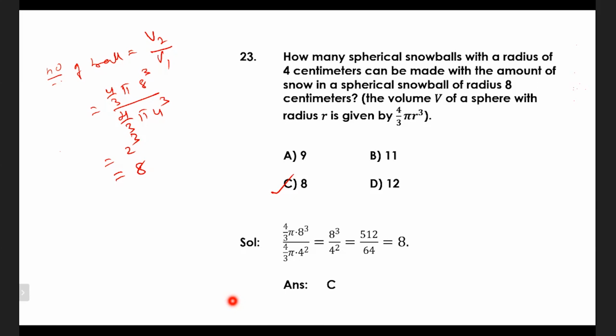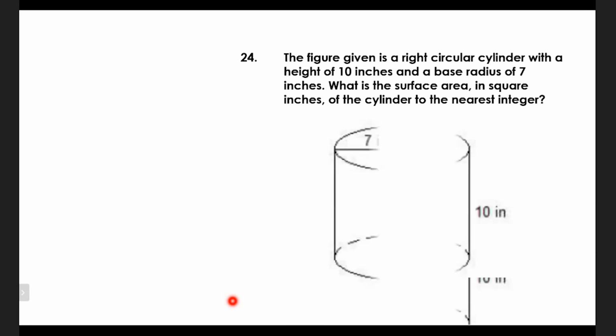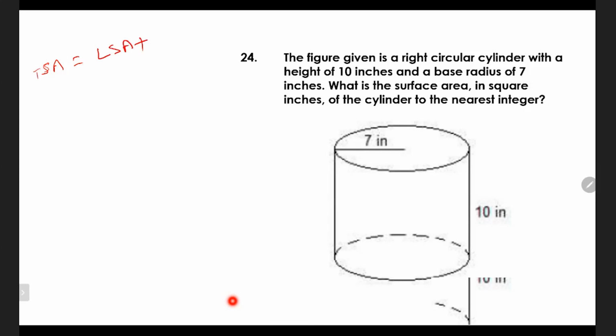Right, children, let us go to the next question. The figure given is a right circular cylinder with a height of 10 inches and radius 7. What is the surface area in square inches of the cylinder to the nearest integer? So surface area is LSA, this is TSA, plus 2 times area of base.